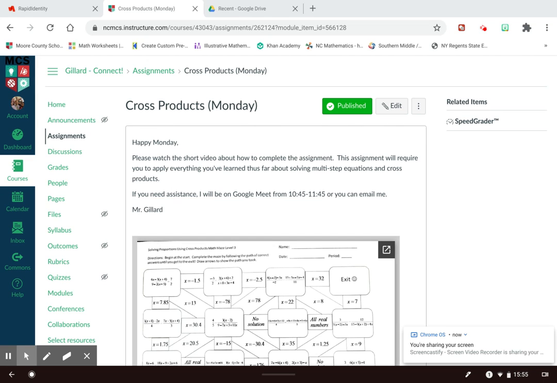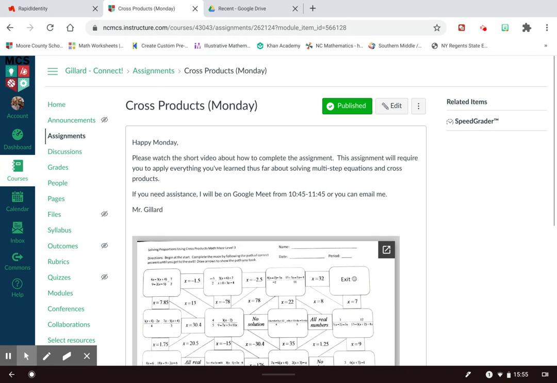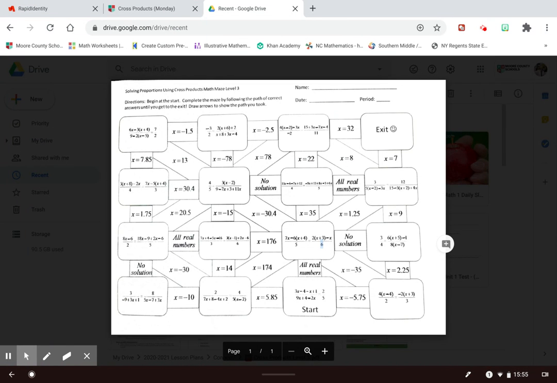Today we're doing an assignment on cross products, which is going to involve everything that you have learned thus far about solving multi-step equations and types of solutions. So, what you can do is click on the little arrow if you want to open a full screen view. And I'm going to work the first two of these for you, and then you can do the remainder to get to the exit block on your own.